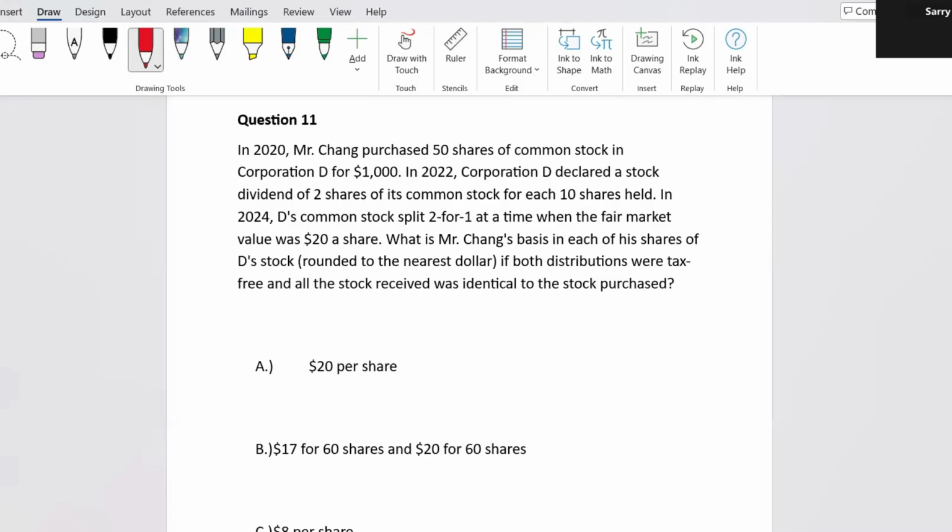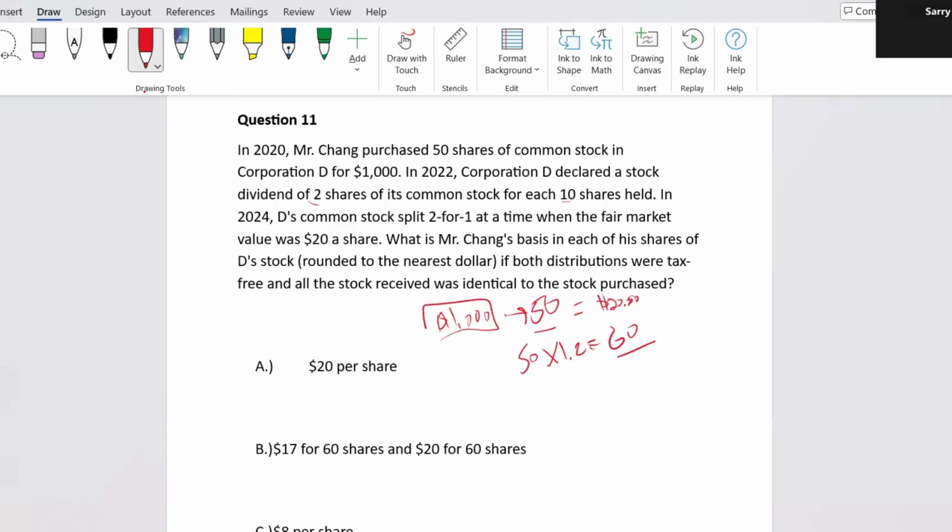Okay, so this might seem really intimidating at first, but let's break it down one by one. Let's start with the first part. He took $1,000 and bought 50 shares, which means his basis is $20 a share. Then the corporation declared essentially a 2 for 10, so a 20% increase. He had 50 shares, and now has 20% more shares. That's 50 times 1.2 to arrive at 60 shares. So he paid 1,000 for 50, and gained an extra 10 shares, at 60 shares now. Still, the basis is $1,000.